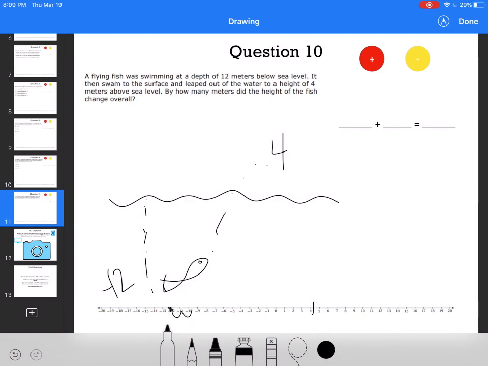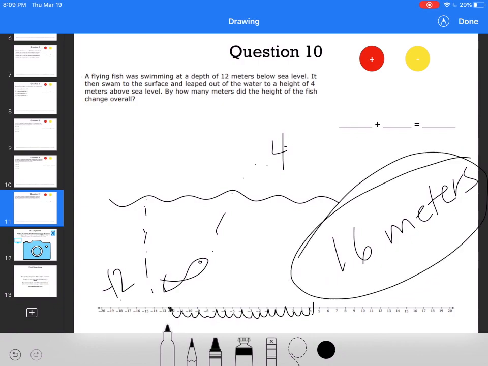So that's 1, 2, 3, 4, 5, 6, 7, 8, 9, 10, 11, 12, 13, 14, 15, 16. So the change was 16 units, or in this case, it would be 16 meters. And it would be positive because he's going from negative 12 to positive 4. So 16 meters should have been your answer.